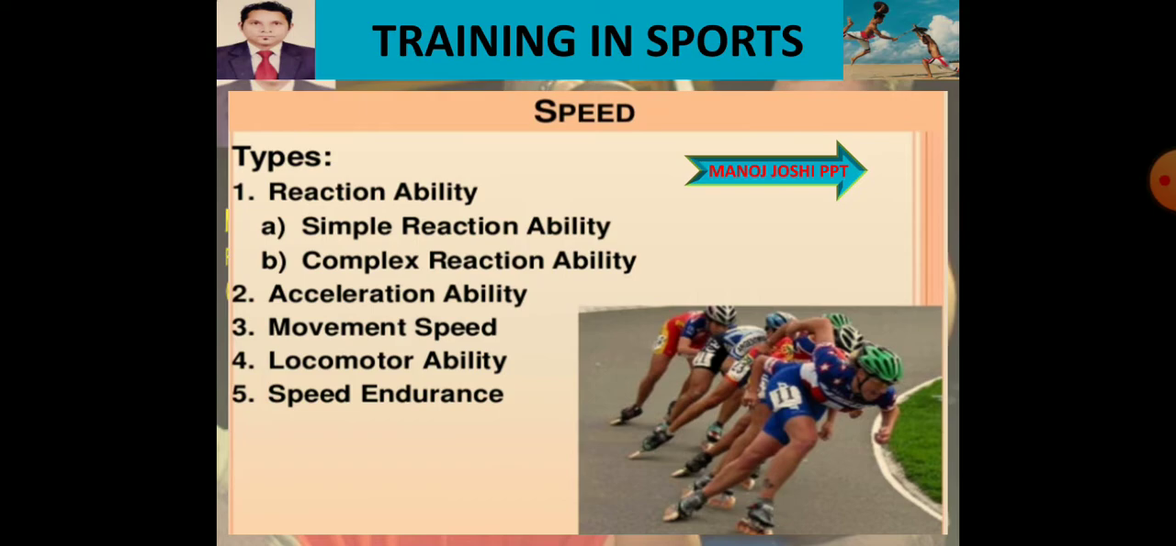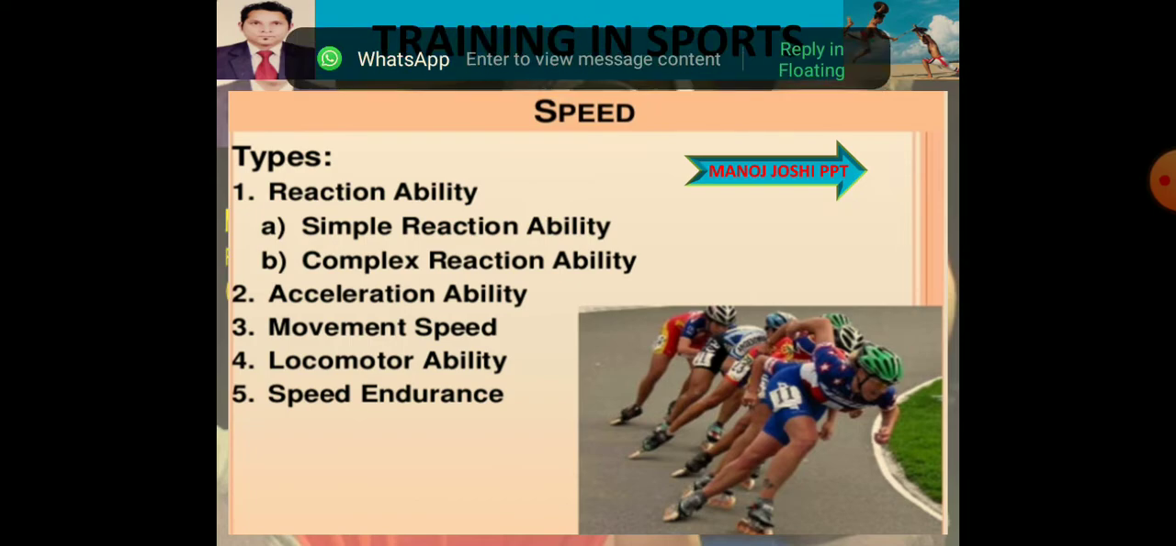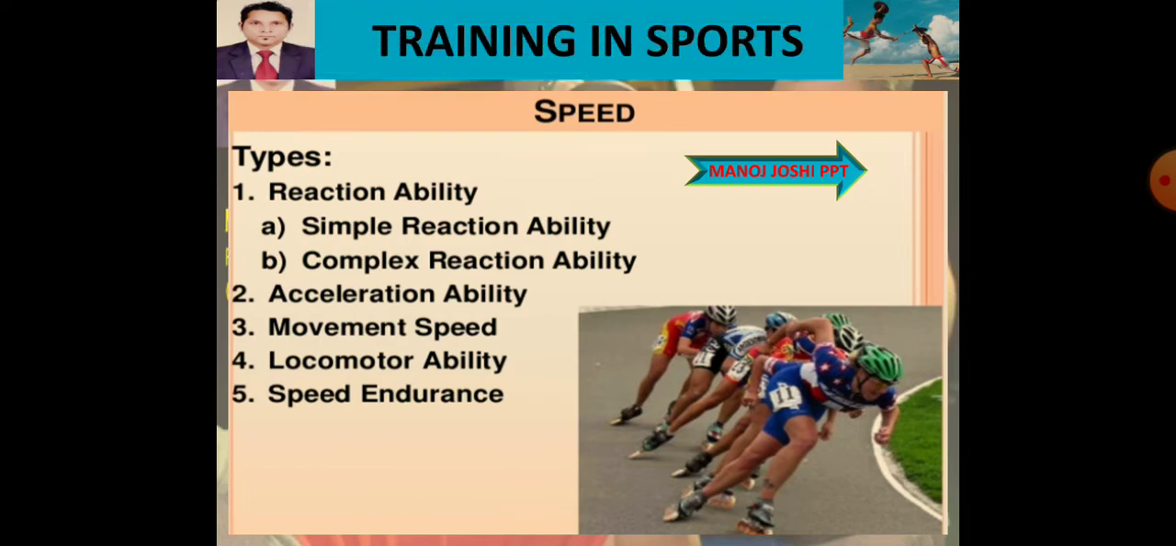So the types of speed we will see here. First is reaction ability, simple reaction ability and complex reaction ability. Second is acceleration ability, movement speed, locomotor ability and speed endurance. These are the types of speed. We will discuss these all one by one.